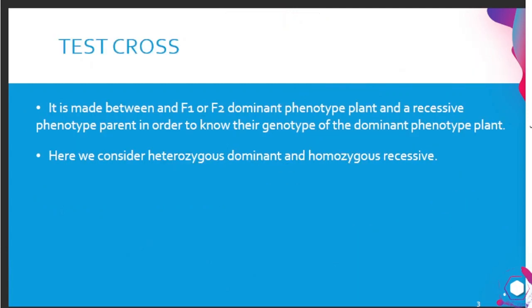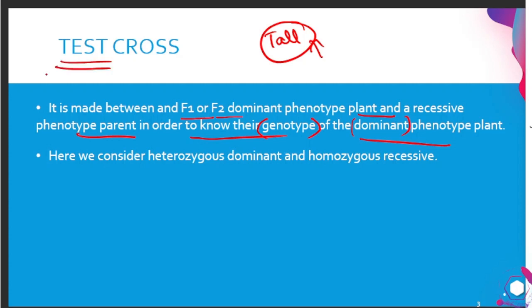It is nothing but the test cross. It is a really easy and important concept. What is a test cross? A test cross is made between the F1 or F2 dominant phenotype plant and a recessive phenotype parent in order to know the genotype of the dominant phenotype plant. For example, the dominant is tall. What is the genotype of this tall? You have to know. For testing that, we are doing the test cross.